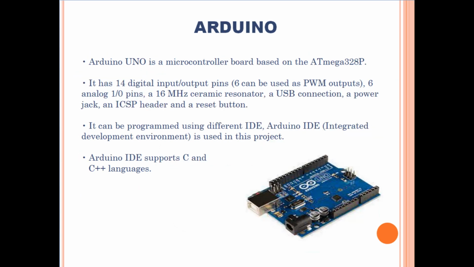Arduino. Arduino Uno is a microcontroller board based on the ATmega328P. It has 14 digital input-output pins, 6 analog input pins, a 16 MHz ceramic resonator, a USB connection, a power jack, an ICSP header, and a reset button. It can be programmed using different IDEs, and the Arduino IDE is used in this project. Arduino IDE supports C and C++ languages.